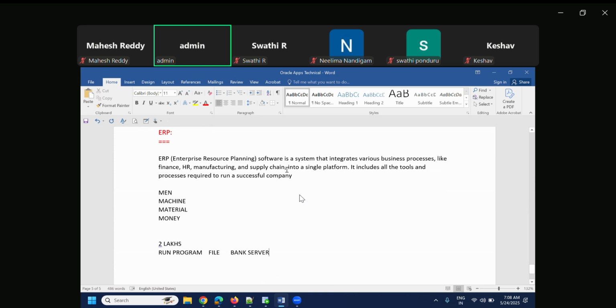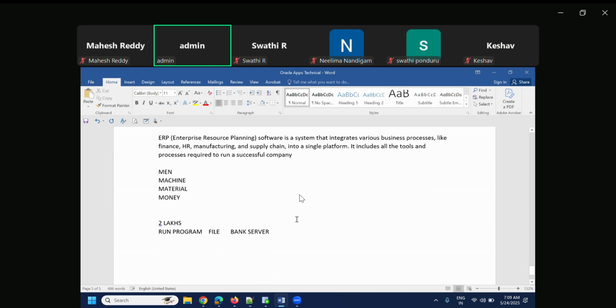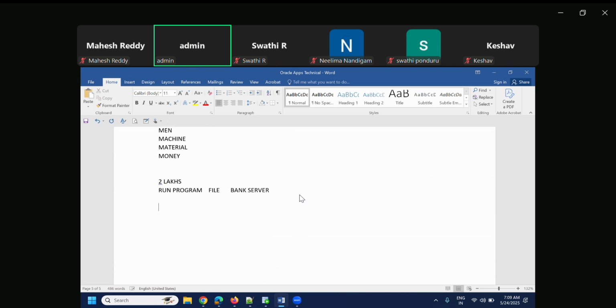It is a software system that integrates various business processes. For example, retail. Take Bajaj Finance or a Bajaj showroom. They have multiple showrooms making transactions. At the end of the day, whatever transactions happened are transmitted to Oracle Applications, and then they come to know about the profit or loss. That's called integration.